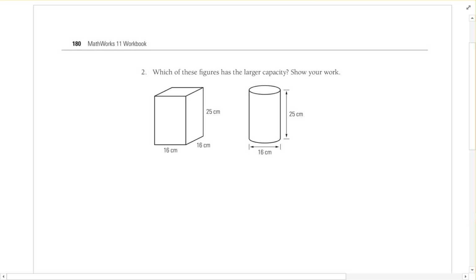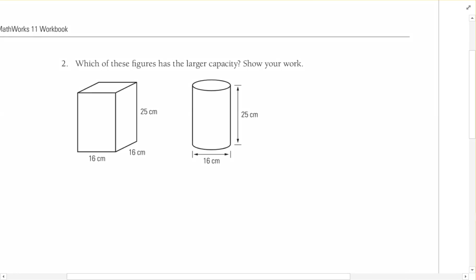Okay, number 2. Which of these figures has the larger capacity? Show your work. Well, capacity doesn't really matter. Whichever one has the biggest volume would work too, because if it has a bigger volume, it's going to have a bigger capacity anyway. So figure out the volume of this one and the volume of this one, and when you're done, just tell me which one's bigger. So go ahead and answer number 2 now.